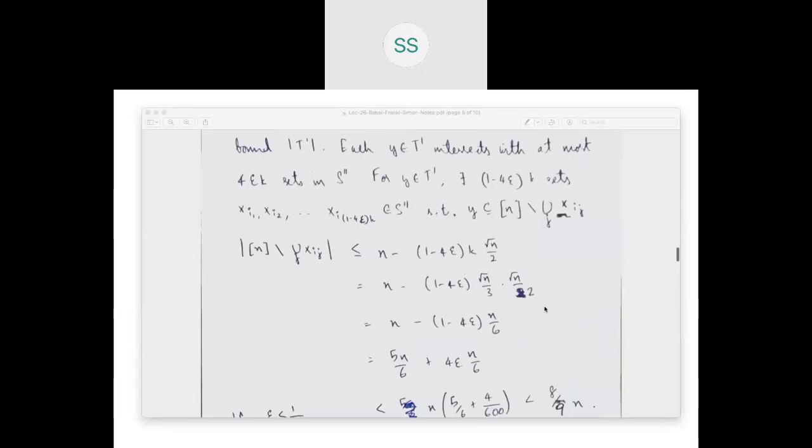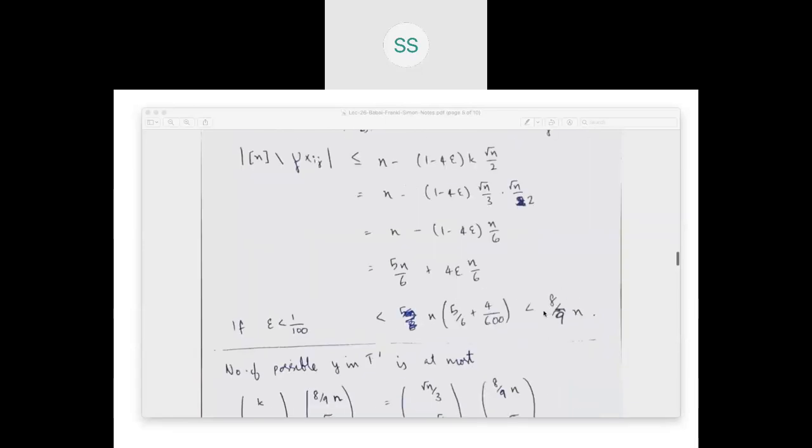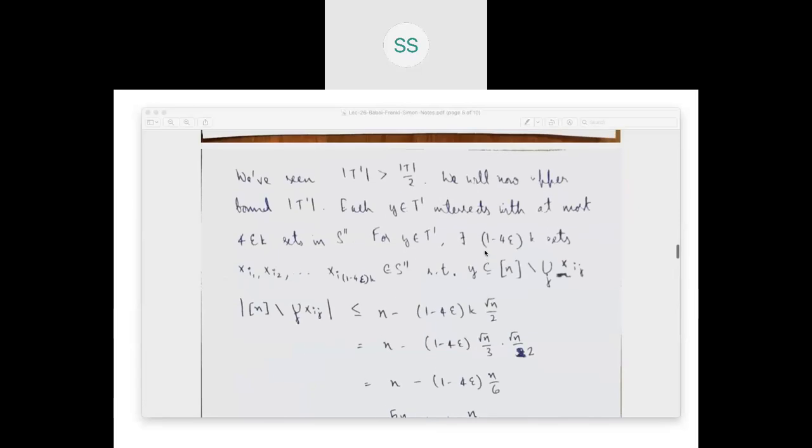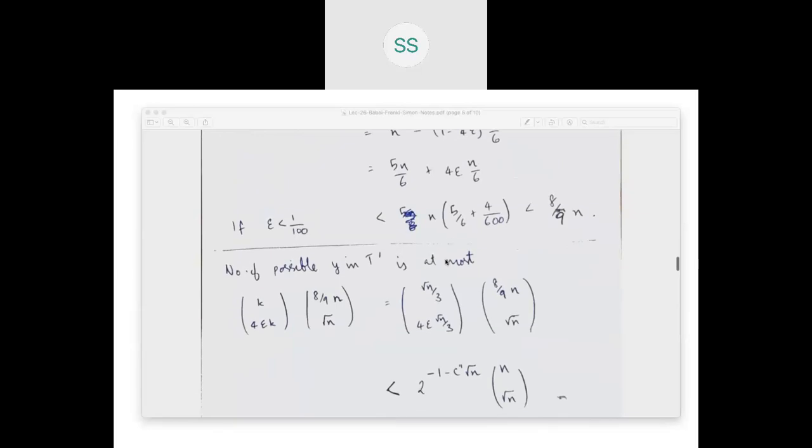So we started with the y in T prime. We know that it is a subset of these 8 by 9 n entries. Now let us see how many y's are possible. So what we said is for any y, there are at least 1 minus 4 epsilon times k sets in S double prime that are disjoint, right? So how many ways, and this could change. The first y could have a different 1 minus 4 epsilon times k sets that are disjoint. The second y could have another set of sets that are disjoint, and so on.